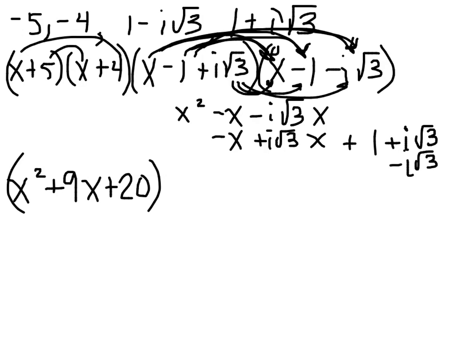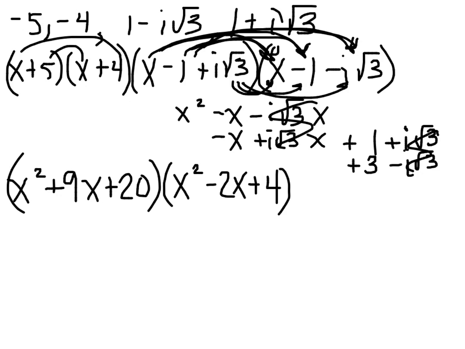Now here comes everybody's Achilles heel. What's negative i root 3 times positive i root 3? 3. Because first of all, a negative i squared. I squared is negative itself. Two negatives make that a positive. And then root 3 times root 3 is root 9, or 3. When I combine like terms, I get that, because those cancel. Now what?